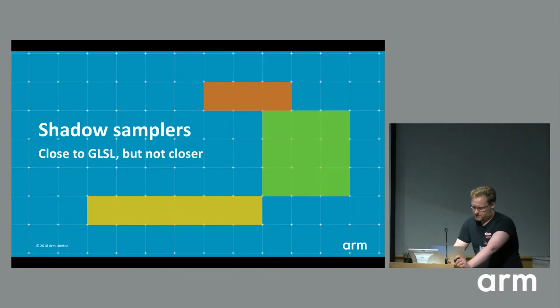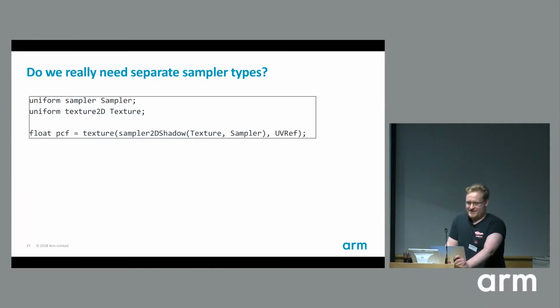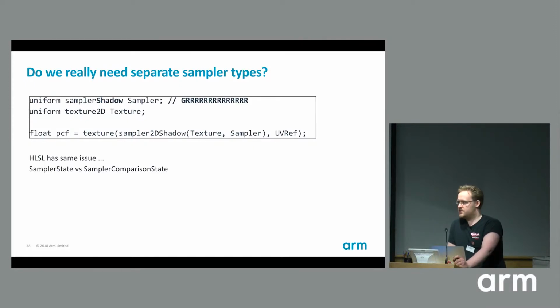So there are also shadow samplers. It's not as bad. It's close to GLSL, but it's not closer than that. That's a PCF joke, but yeah. So what you will typically see in SPIR-V would be something like, okay, I have a sampler and I have a texture, and I'll make that into a comparison sampler, and I'll just sample that. So in SPIR-V land, this is how it works. That's how it would look. But no, GLSL does not support that.